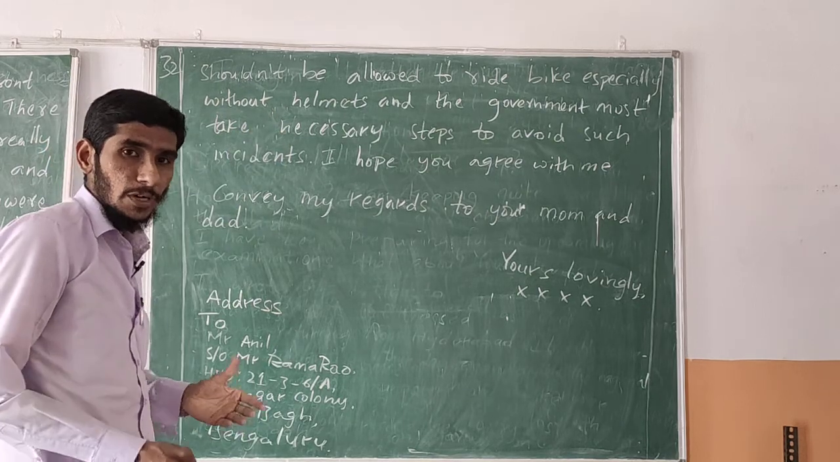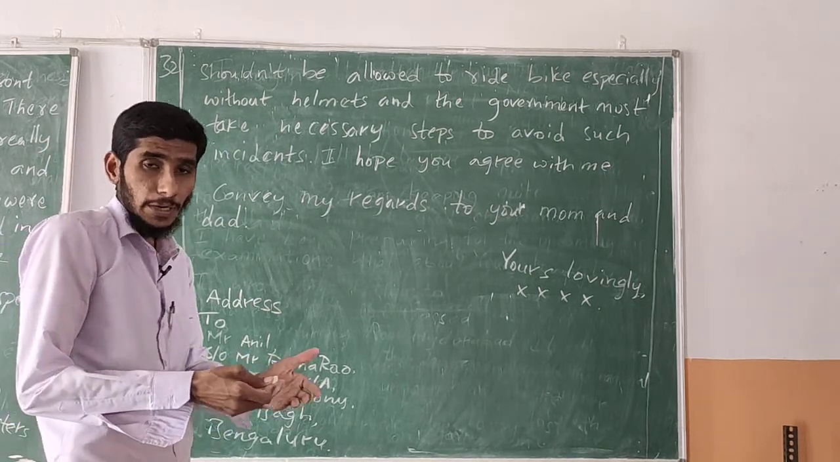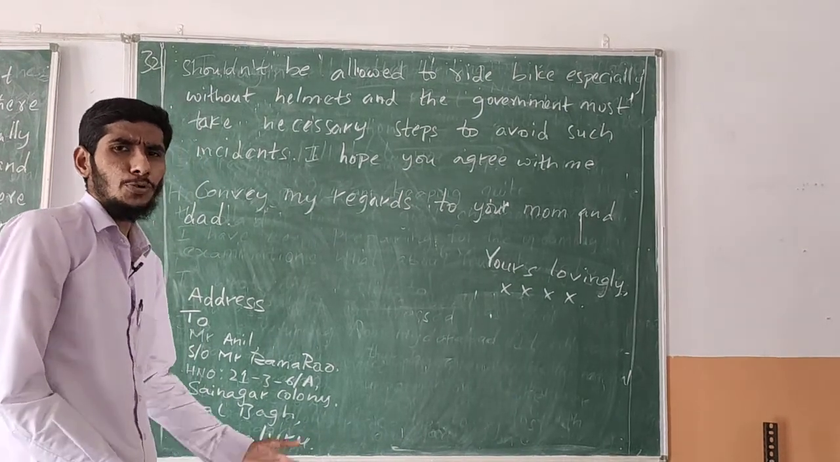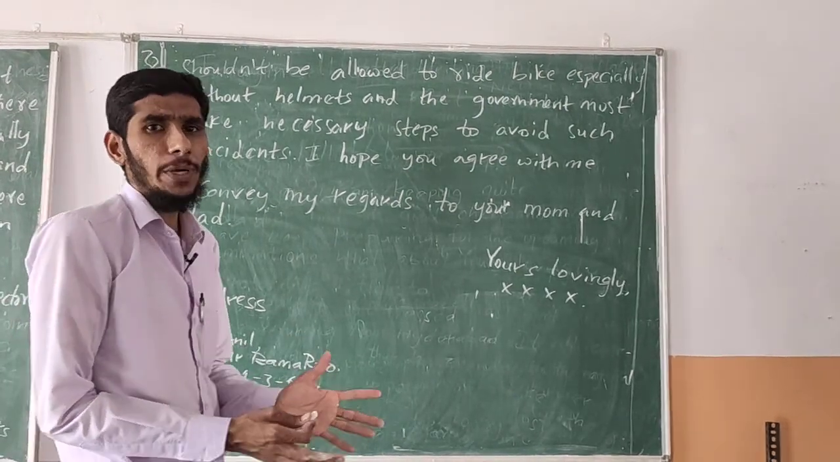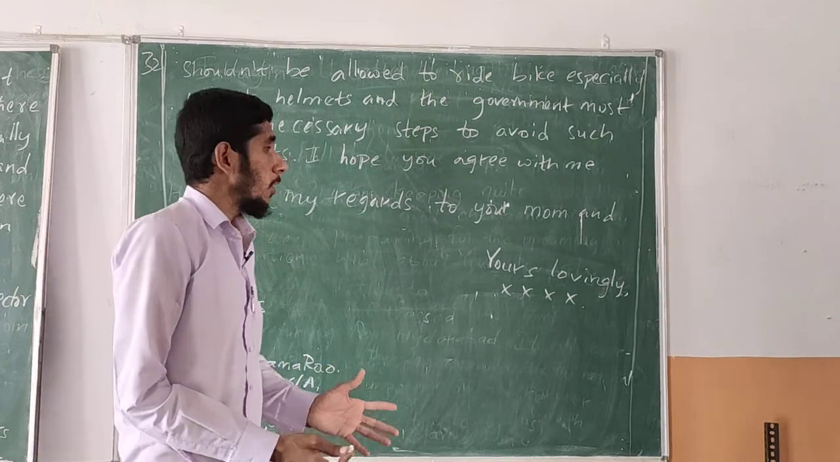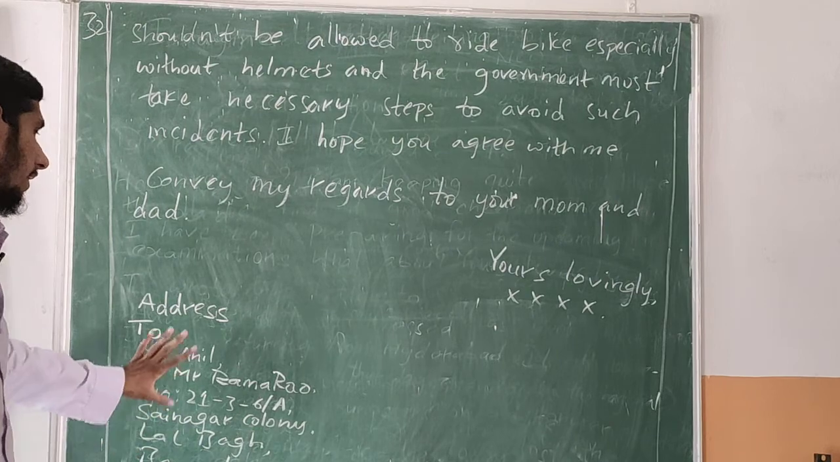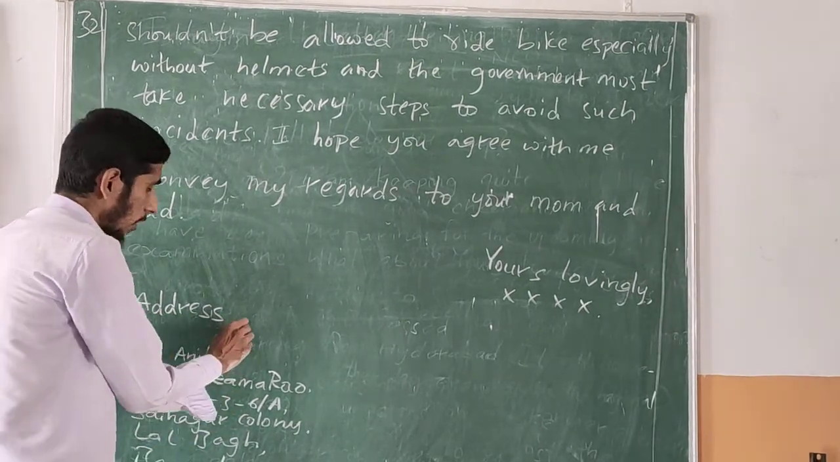Every detail of the information should be written in the letter. The letter should not be too lengthy, but at least there should be 3 to 4 paragraphs in the body of the letter. Then subscription, then superscription, that is the address on the envelope.